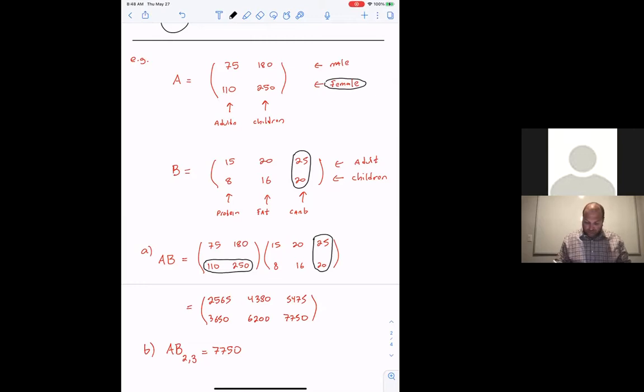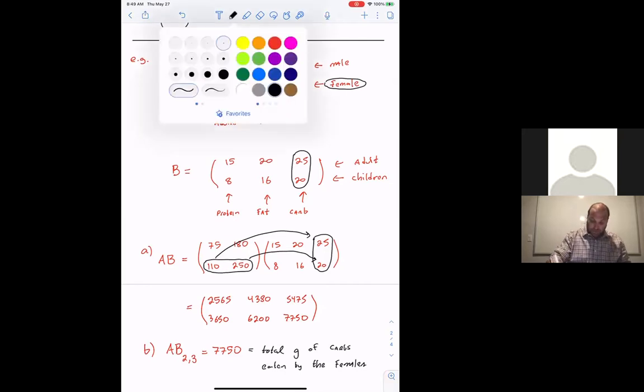So we have 110 female adults having 25 grams of carbohydrates each. We have 25 children having 20 grams of carbohydrates each. So when we multiply and add, we're basically getting the total grams of carbs eaten by the females. That's what the 7750 physically represents.